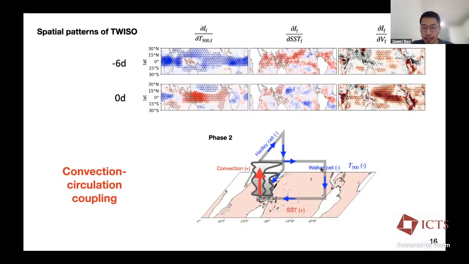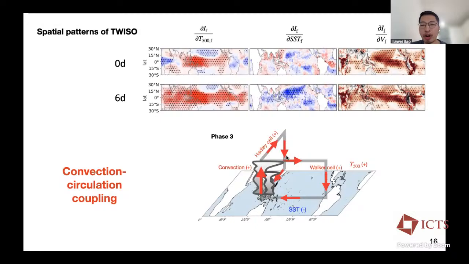So the convection signal appears first. What's happening after, at the same time, is the circulation response, which leads to increasing surface wind speed. This cools the SST. In time, convection enhances the gravity wave processes, which lead to the warming of the atmosphere.